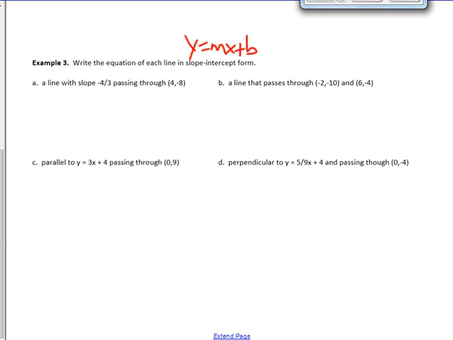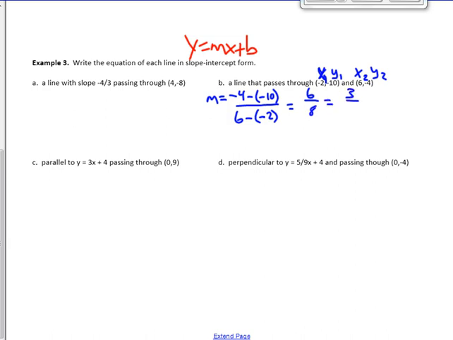For part B, a line that passes through negative 2 comma negative 10 and 6 comma negative 4. This time they didn't give me the slope, so I have to find the slope. So I have to use the slope equation. Let's do this: x1 and y1, x2 and y2. I get y2, which is negative 4, minus y1, which was negative 10, over x2, which is 6, minus x1, which is negative 2. Negative 4 plus 10 gives me a 6. 6 minus a negative 2 gives me an 8. So I end up with 3/4 after I reduce that for my slope. So I have a slope for my new equation.